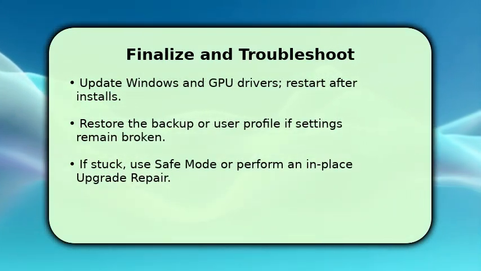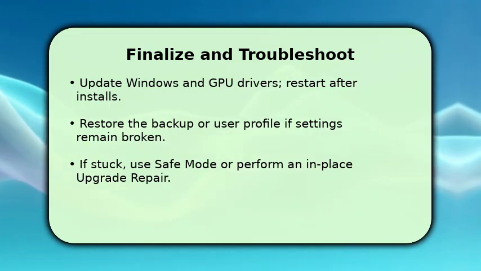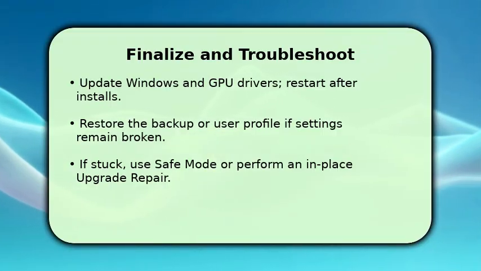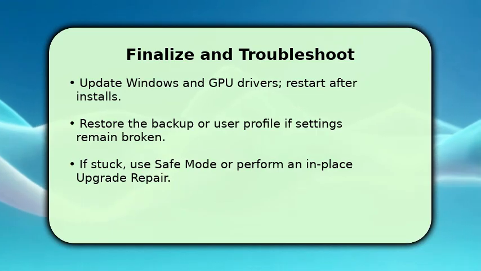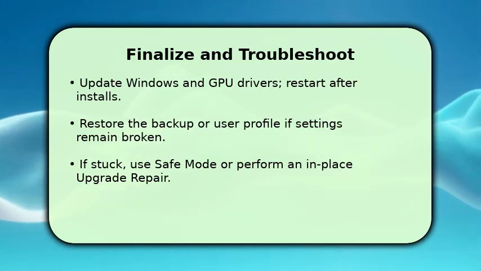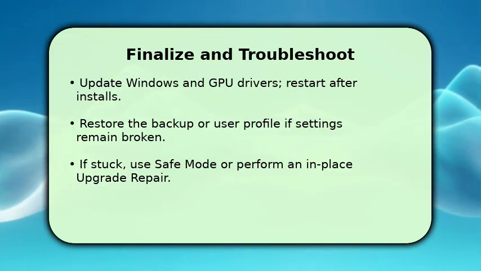If your layout or icons are still wrong, restore the folder with your backed up settings or migrate data to the tested admin account. If nothing helps, boot into safe mode to isolate third-party conflicts. And as a last resort, run an in-place upgrade repair to preserve files while replacing system files. One tip: if safe mode fixes it, remove recently installed apps and drivers.